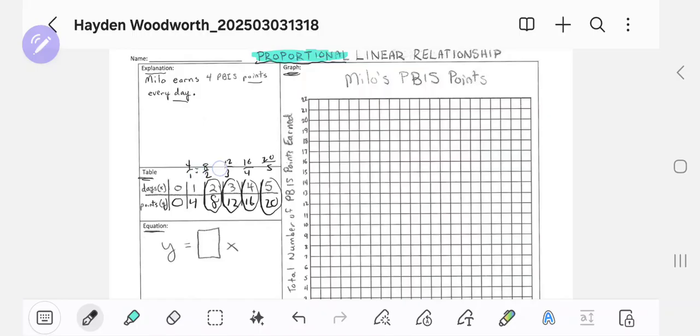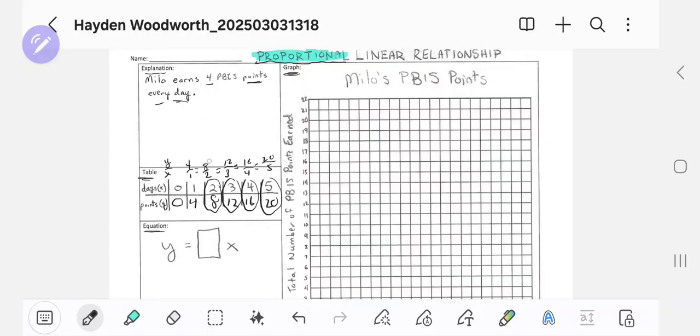And we know that when we divide our y value by our x value, we get that special rate, that constant ratio of 4 to 1, or 4 points per day. We saw it up here, 4 points every day. That's called our constant of proportionality.